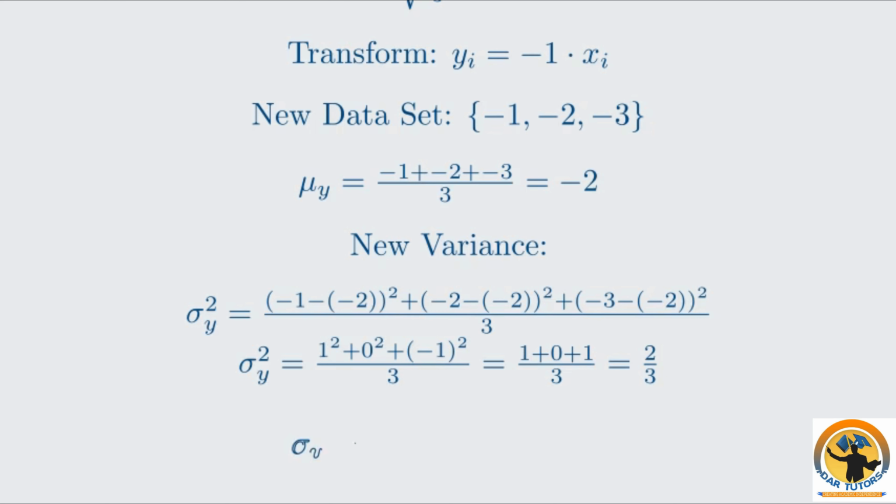This means multiplying by a negative number reverses the order of the values, but it does not change their spread or the distances between them. Distance is a non-negative quantity.